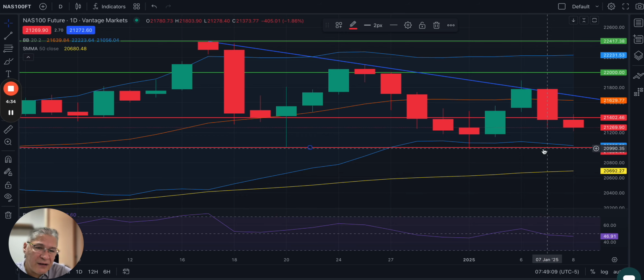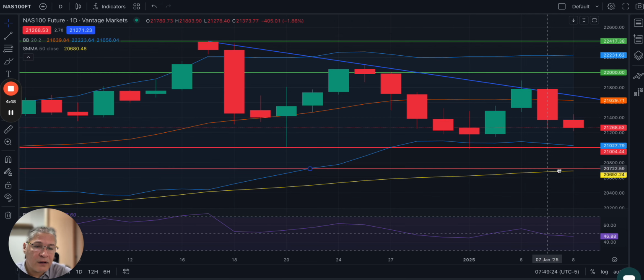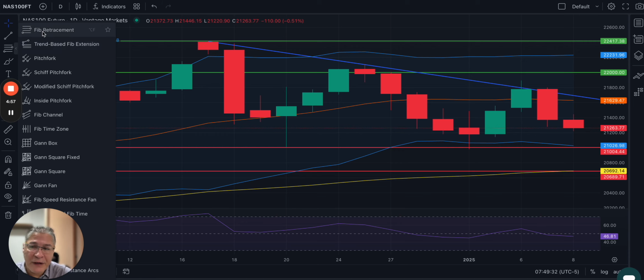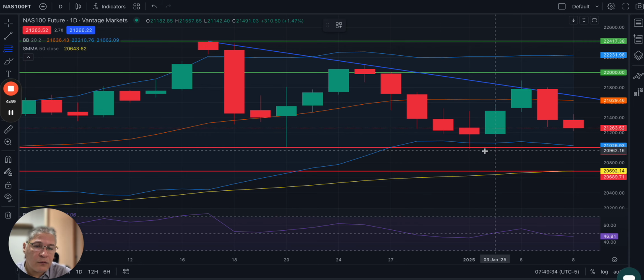That would be my second level of support, or it could be my first one, depending on how you want to look at it. We could use that as a first level of support, and then we could use the 50-day moving average as the second one. That could be utilized like that, or we could also use our fib retracement tool.